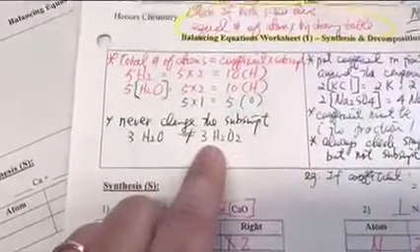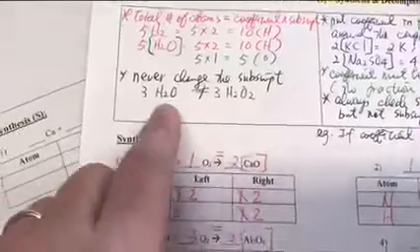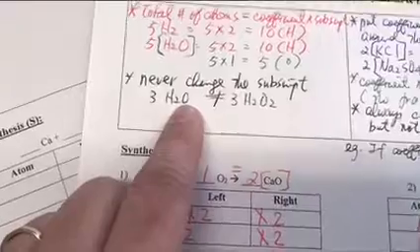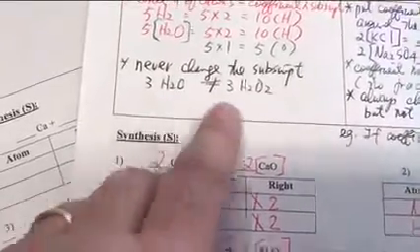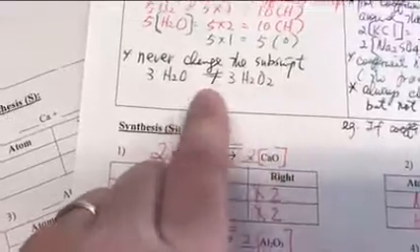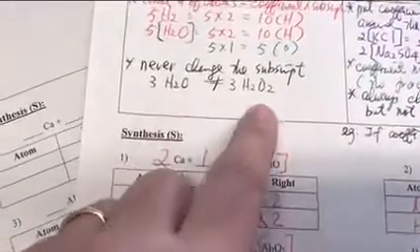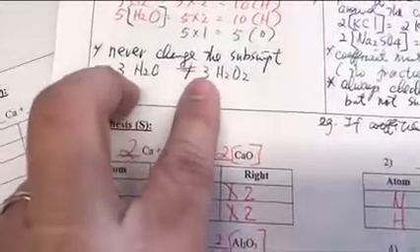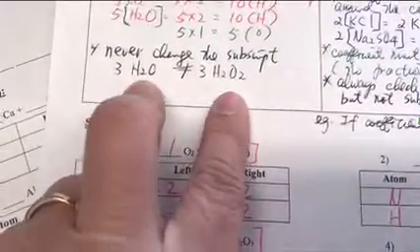Now the second note is: never change the subscript. For example, if I have H2O, the oxygen is 1. I cannot change the subscript to be 2 and say that they're equal, because if you change the subscript, you're changing the compound, like changing from water to hydrogen peroxide. I can change the coefficient, no problem, but I cannot change the subscript.